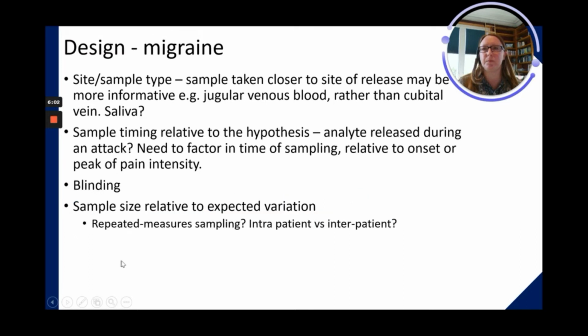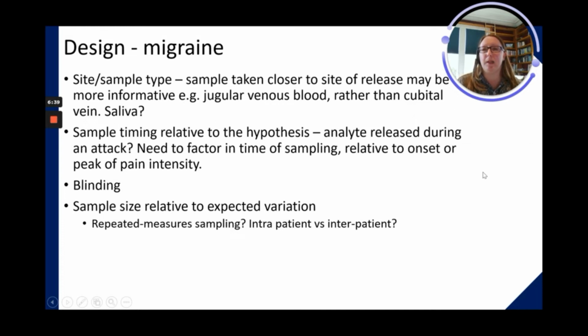We then have the design of the clinical study itself in the context of the points that I've made so far, which is which site do you take your sample from? Are you better off taking your sample from a site that is closer to the expected site of release than a more distant site? So, for example, is jugular venous blood in the context of migraine or saliva potentially more informative than cubital vein blood, where you might have greater dilution of that sample and therefore more difficulty measuring it?